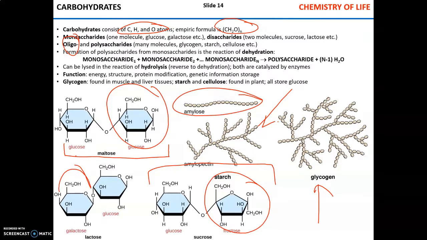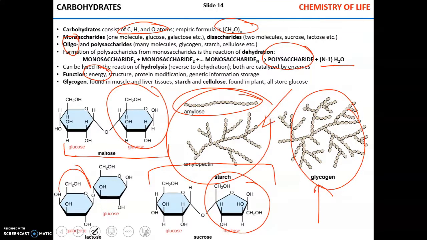These polysaccharides, as you can see, are formed in the reaction of dehydration, and conversely they can be lysed in the reaction of hydrolysis. So both reactions of polysaccharide synthesis and polysaccharide hydrolysis are catalyzed by enzymes. Functionally, first and foremost, polysaccharides are energy storage molecules, such as glycogen, which is found in animal tissue, or starch and cellulose, that's starch, that are found in plants.